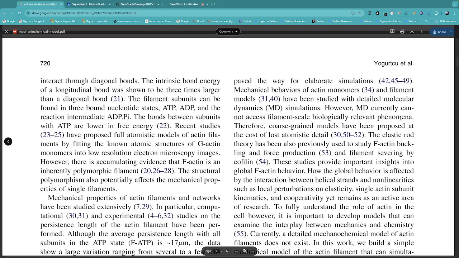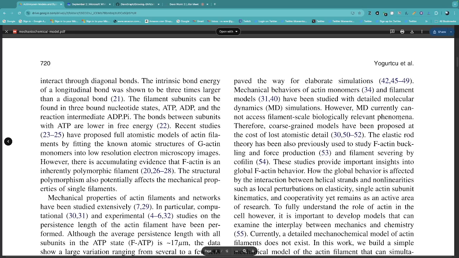So you can use molecular dynamics simulations to understand a lot about each individual actin filament. Then you have these coarse-grained models that can be proposed to model things like elastic rod theory that lose atomistic detail but gain this sort of biological insight. So the elastic rod theory has also been previously used to study F-actin buckling and force production, and filament severing by cofilin.